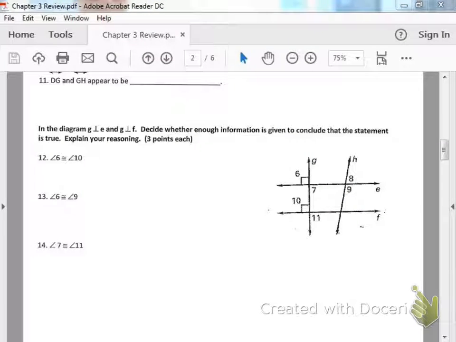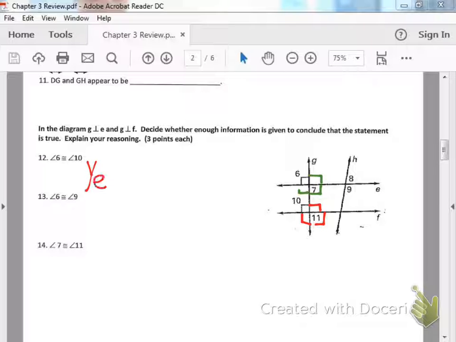All right, next we have some perpendicular lines. Line G and E are perpendicular. Remember, when they're perpendicular, 4 right angles are formed, so you can go ahead and label those as all being right angles if you'd like. We also know that line G and line F are perpendicular, so again, 4 right angles. Then you're asked if there's enough information for this statement. This one right here. So angle 6 is congruent to angle 10. Is there enough information to conclude that?